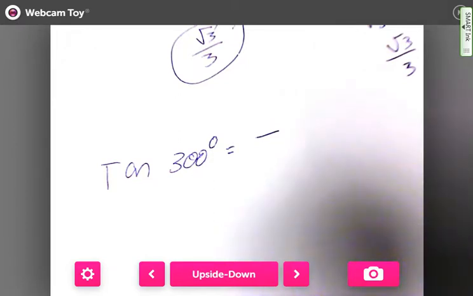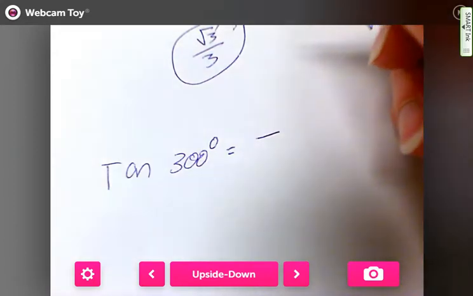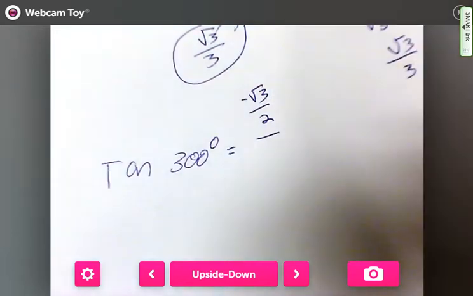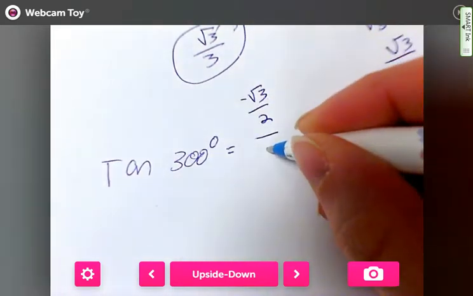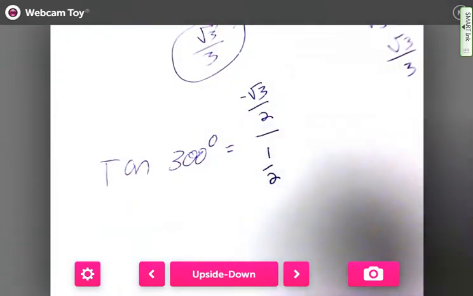What's the opposite, or what's the y value? What is the y value for 300? Negative square root 3 over 2. And what is the x value? 1/2. Okay, now I'm going to look at my unit circle.